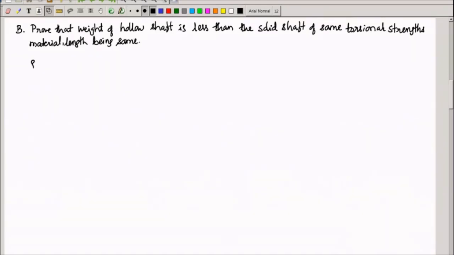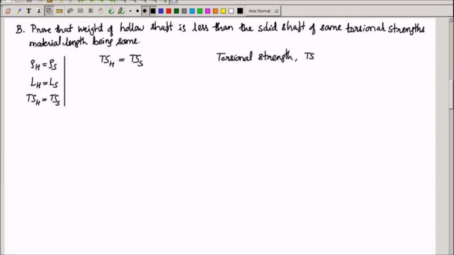Material is the same, so rho h is equal to rho s. Length is also the same, and the torsional strength of the hollow shaft is equal to the torsional strength of the solid shaft. This is given. Now we will use this. The torsional strength of the hollow shaft is equal to the torsional strength of the solid shaft. What is torsional strength? Ts is actually T by tau, and T by tau is nothing but Zp. So this is actually Zp of the hollow shaft is equal to Zp of the solid shaft.